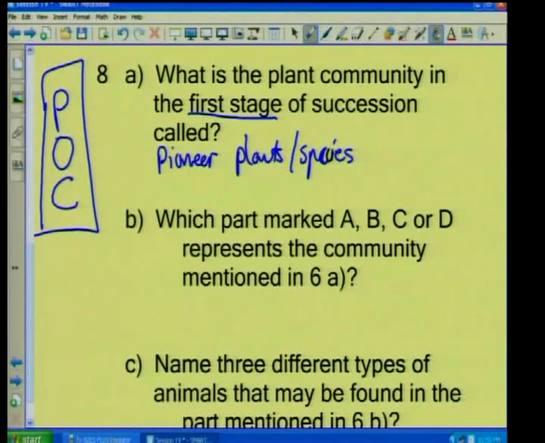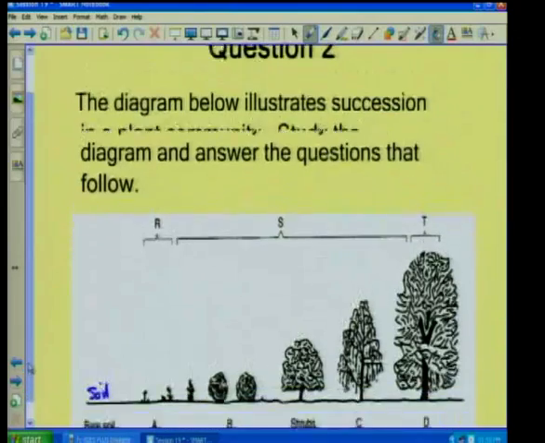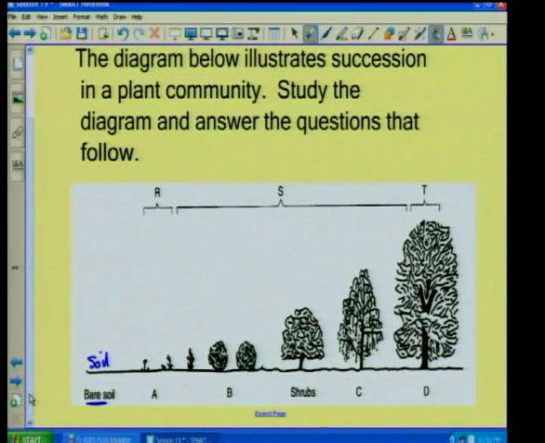Which part marked A, B, C, or D represents a community mentioned in A? So we're looking at the pioneer species. We're going to have to go all the way back to our diagram. Which here would be our pioneer species? It would be A. They're your pioneers.